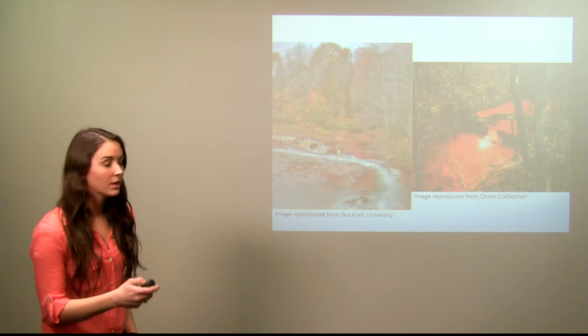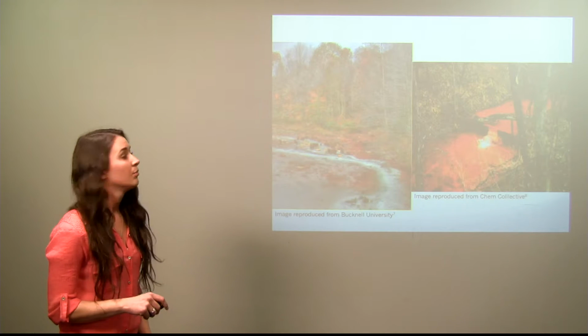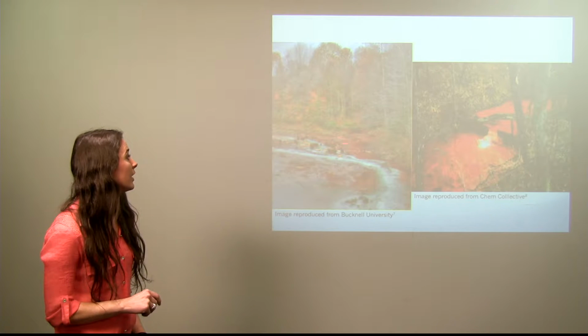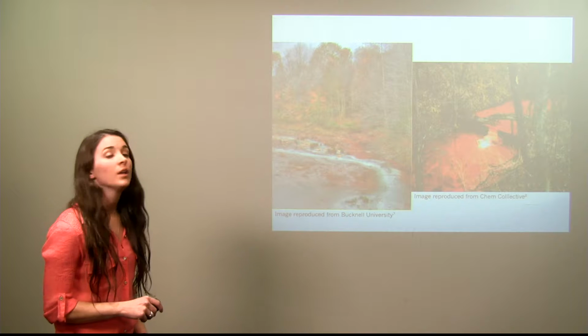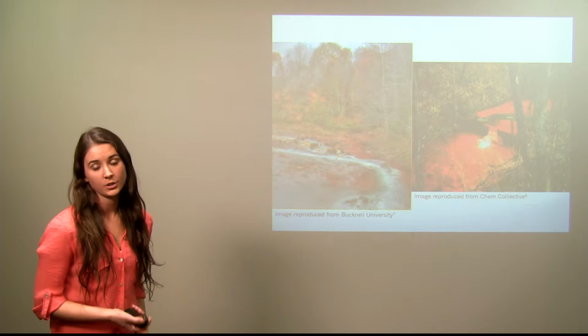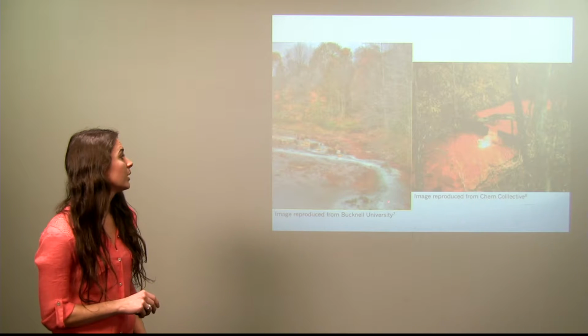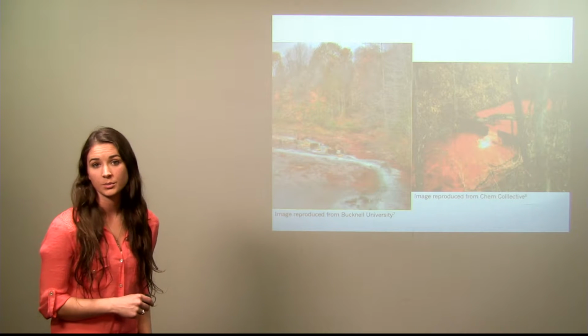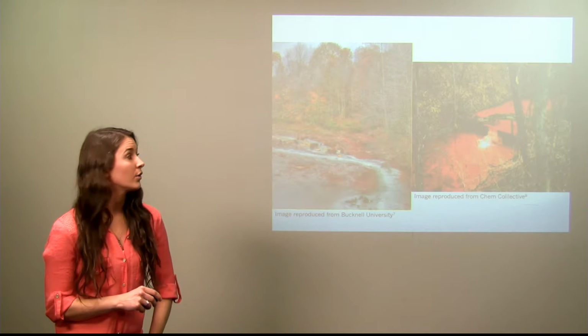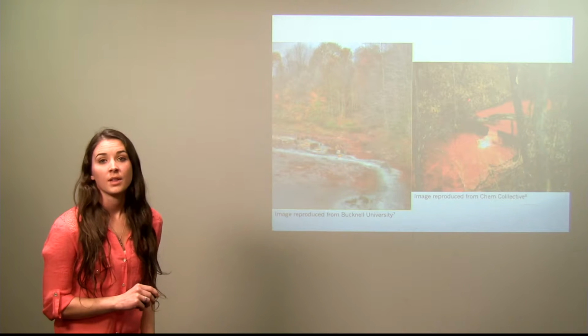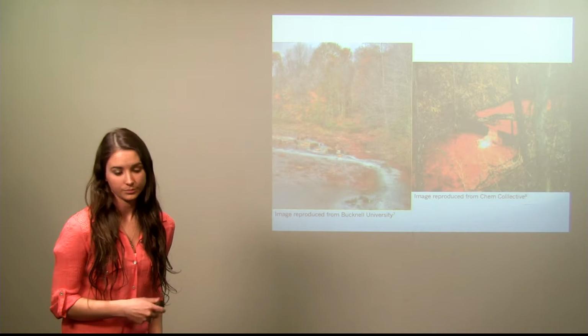These are two examples of acid mine drainage. In both photos, you can see this bright orange color. That is from iron hydroxide precipitating. In the first photo, this white strip is from aluminum precipitating, and then in the second photo, you can notice that most of the vegetation is dead.